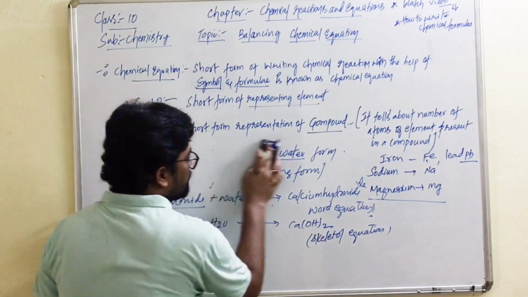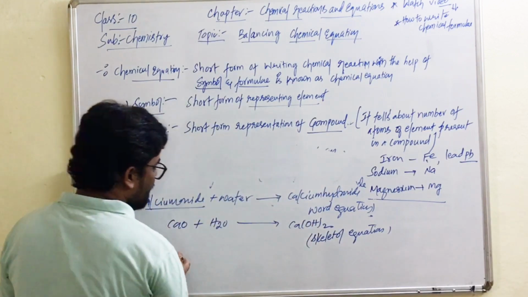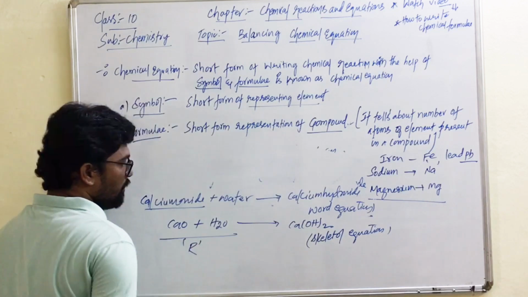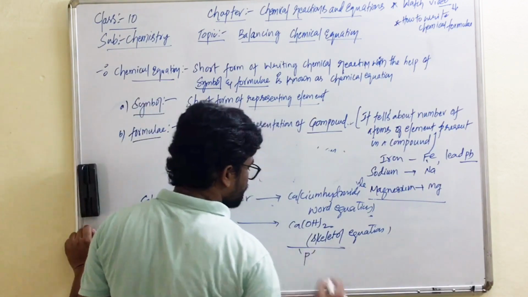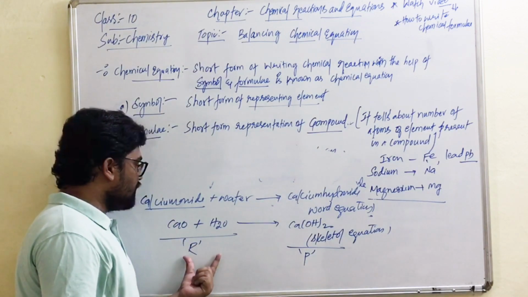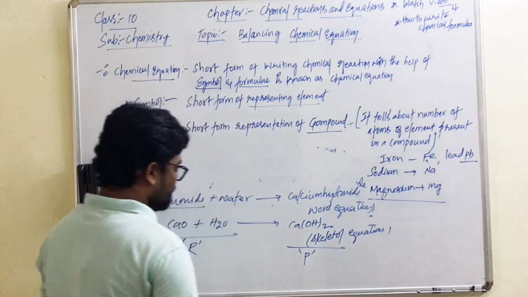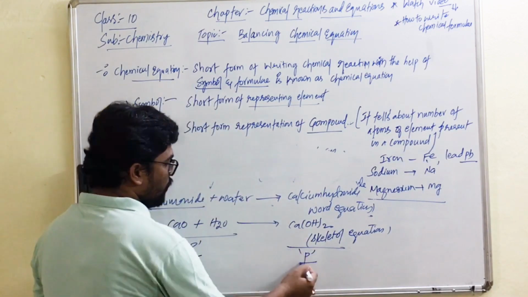Okay, let us try to write the equation for the third one. In this equation, what are the reactants? These are the reactants, right? What are the products? Calcium hydroxide is a product. If you observe very carefully, we have written calcium oxide and water on the left hand side, calcium hydroxide on the right hand side. So we call them reactants and we call these the product.